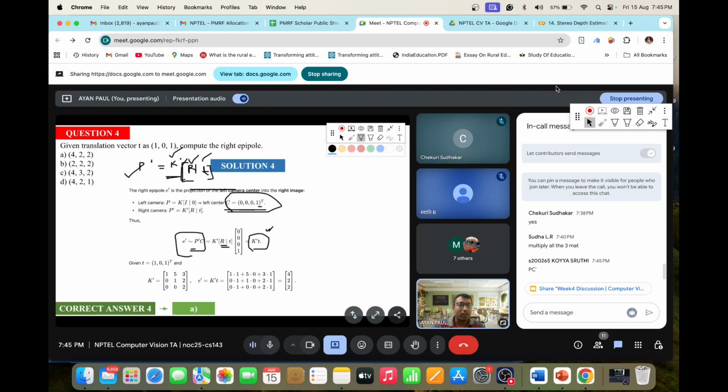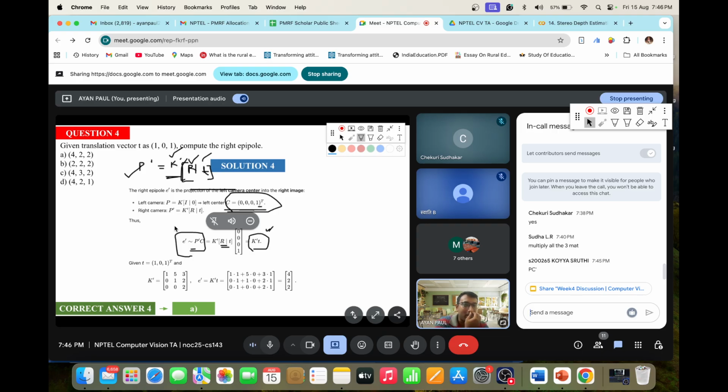So P, we already have P, right? We have P or no? So let's see. We have P, because P is nothing but K [I|0], right? So K we have, I we know is 1 0 0, 0 1 0, 0 0 1, and 0 is 0. So we have P, but C dash we do not have at this moment. If we have C dash, we can easily calculate this. Even from this we can calculate C dash.